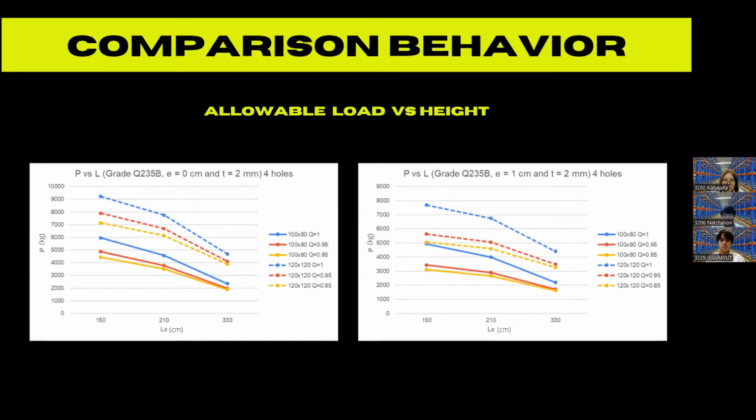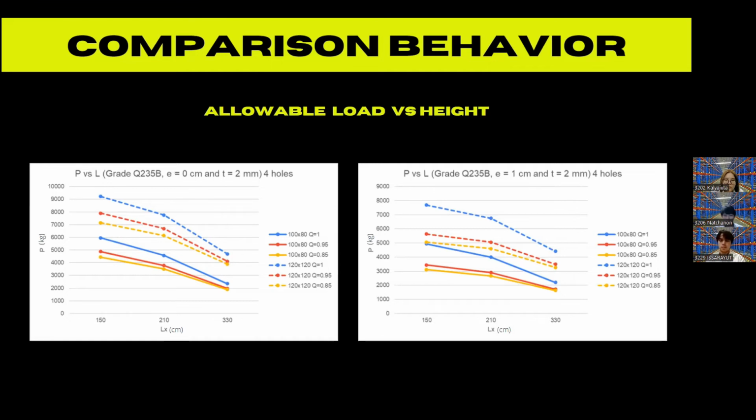These figures show the relationship between allowable load and height with steel grade Q235B in different eccentricities of 0, 0.5, and 1 cm at thickness 2 mm. Overall, the load capacity of both sections in both graphs shows a decreasing trend with increasing height.